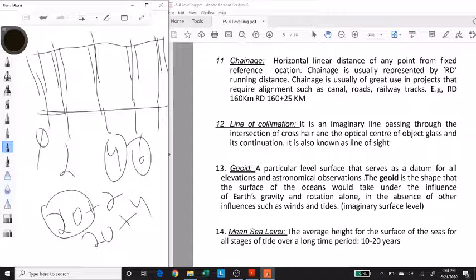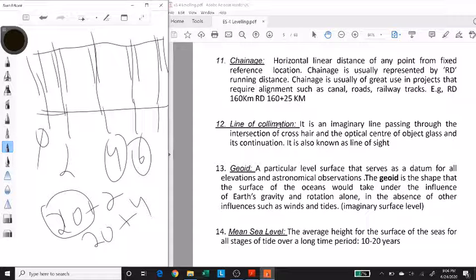usually in the case of railway tracks or canals. You must have seen this figure written RD 100 plus something, or something similar. So as an example, you can say that if I have an overhead bridge that has hundreds of pillars and I want renovation work at one of those pillars, this RD would tell my people exactly which pillar I am talking about, right? So this is chainage. This is just horizontal linear distance from a reference point.